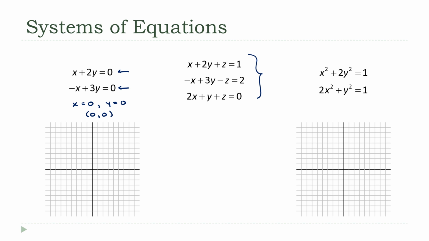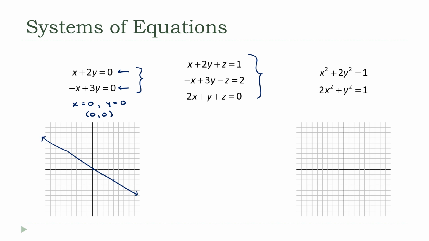Another way to look at it is more from a geometric perspective. Another way to think about the solution is that we're trying to find the place where the curves represented by the equations intersect each other. So if I were to graph these two equations here, the first one, that's y equals negative 1/2 x. So it's going to be something like this.